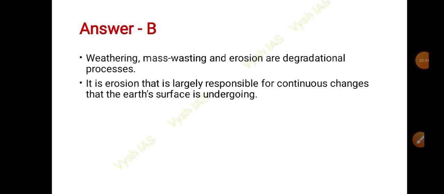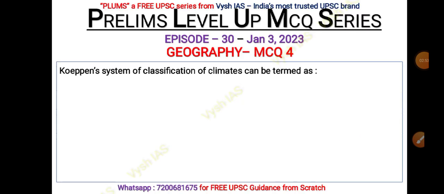Weathering, mass wasting, erosion, these are all degradational processes. Erosion is largely responsible for the continuous changes that are happening on the surface of the earth. So continuous erosion degrades the surface. Now let us move ahead.